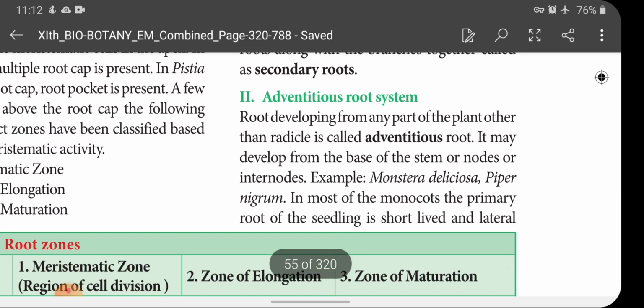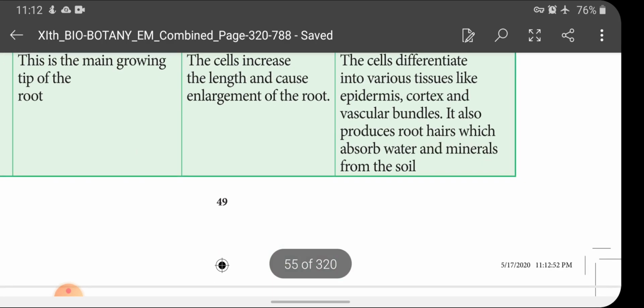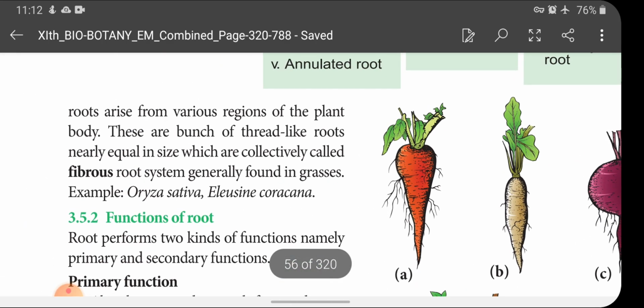Next one is the adventitious root system. Roots developing from any part of the plant other than the radicle are called adventitious roots. They may develop from the base of the stem, node or internode. Examples: Monstera deliciosa, Piper nigrum. In most of the monocots, the primary root of the seedling is short-lived and lateral roots arise from various regions of the plant body. These are bunches of thread-like roots nearly equal in size, collectively called the fibrous root system, generally found in the grasses. Examples: Oryza sativa, Eleusine coracana.